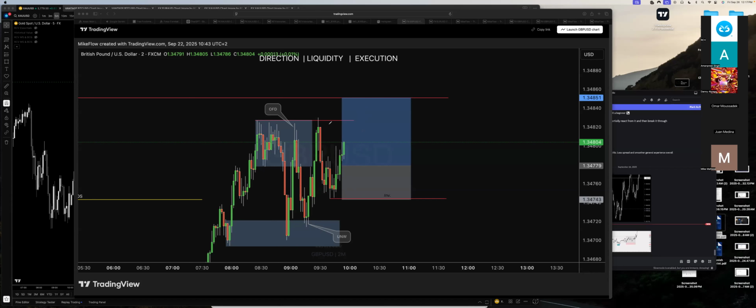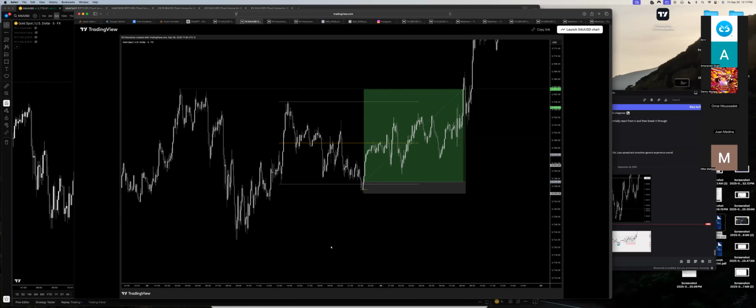No, because three things happen at a POI: LG, 50%, open. If we have OFD, I would want something like this after the move. Like if we go to my gold trade, where is it here? POI, reaction, follow through, impulsive move, OFD. Okay.